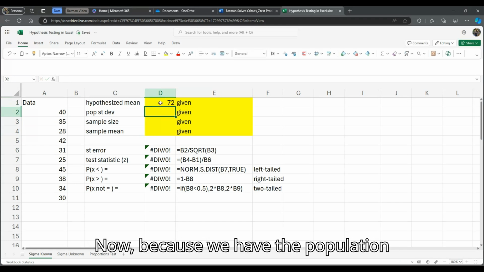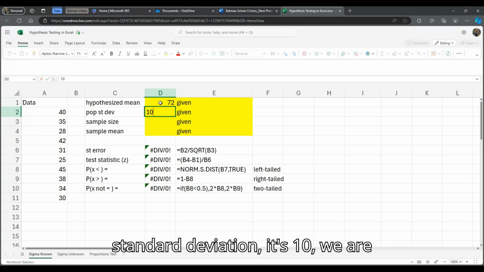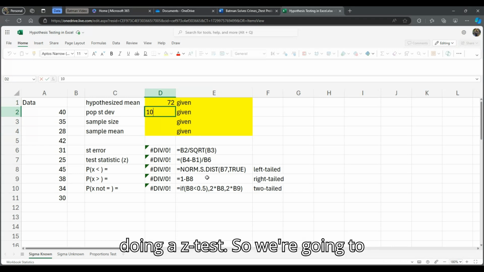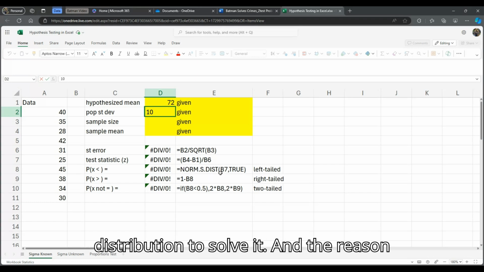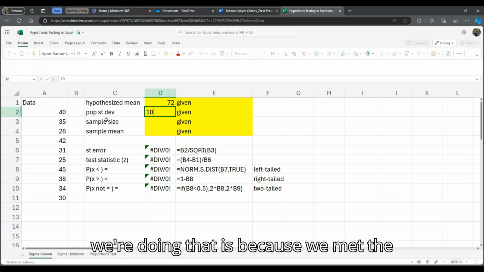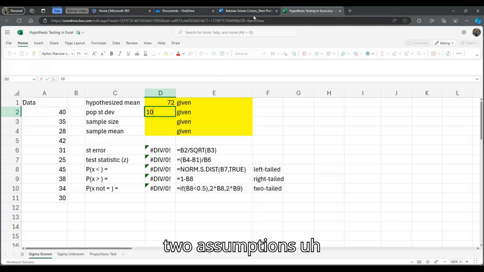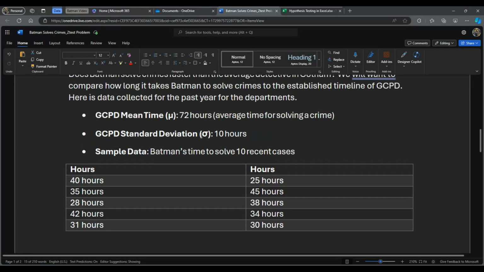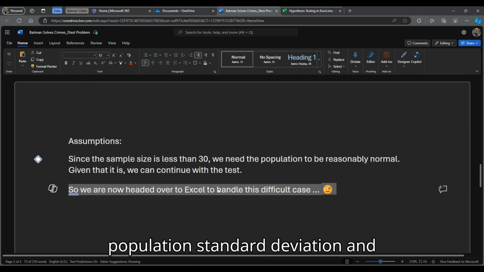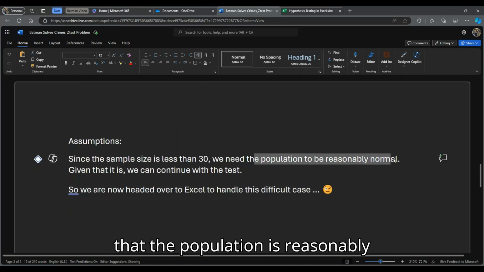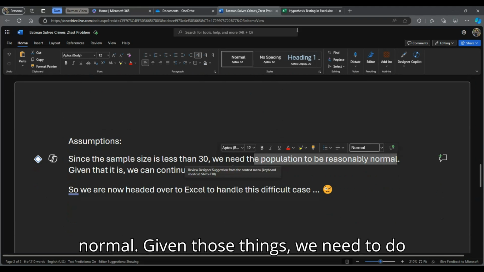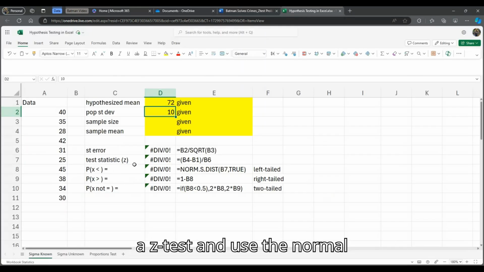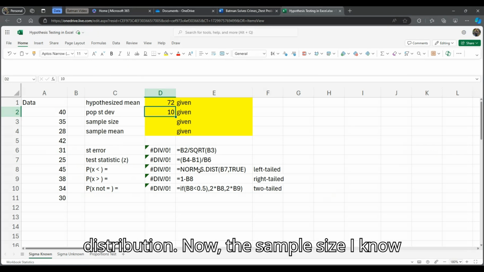Now, because we have the population standard deviation, it's 10, we are doing a z-test. So we're going to generate a test statistic z-score, and then we're going to use the normal distribution to solve it. And the reason we're doing that is because we met the two assumptions, right? That we know the population standard deviation and that the population is reasonably normal. Given those things, we need to do a z-test and use the normal distribution.